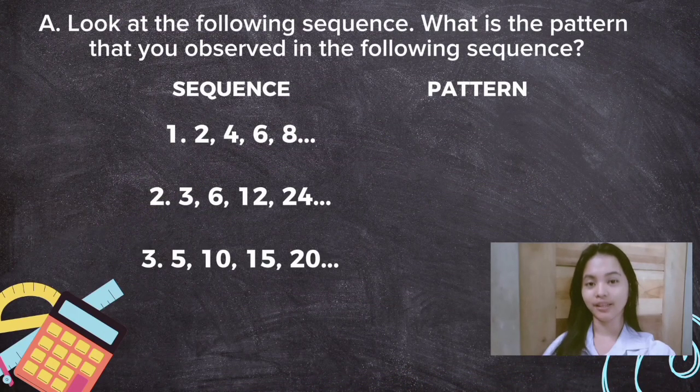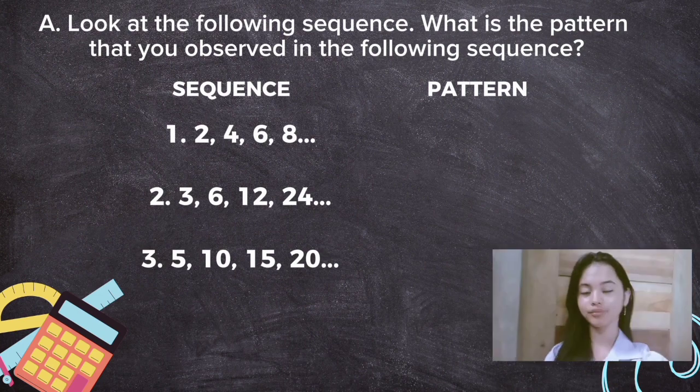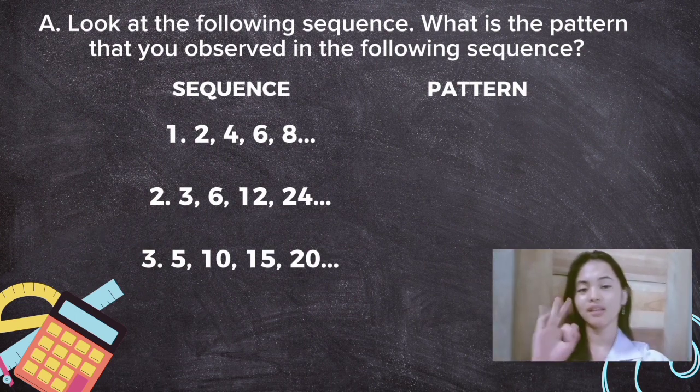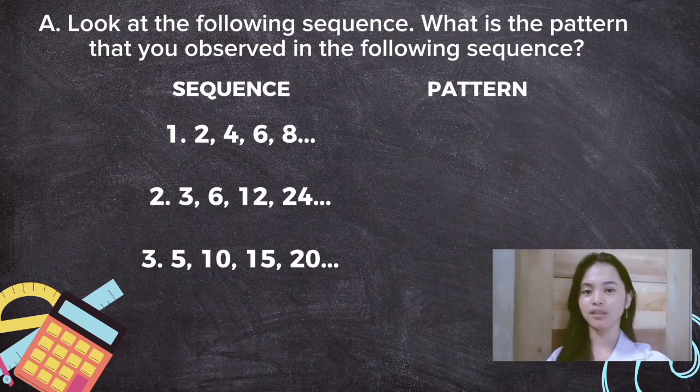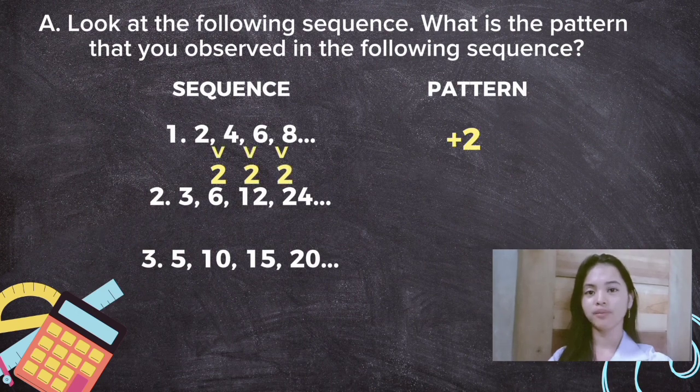Take a look at the following sequence. What pattern did you observe in the following sequence? At the very first sequence, we have 2, 4, 6, and 8. A term is obtained by adding 2. As the first number, we have 2. So, 2 plus 2 is 4. 4 plus 2 is 6. And 6 plus 2 is 8.